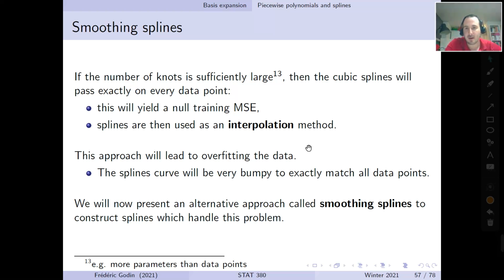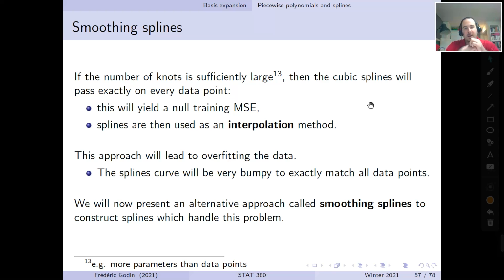Okay, so if you use enough knots and place them suitably, you can always have a null training MSE, passing exactly through all points. In this case, the spline is not used as a smoothing method, but rather as an interpolation method. You find a curve which passes exactly through all the points, and you can use this curve to interpolate between two points to find the suitable value. So if you have many knots, you can think of them as interpolation splines. You pass through all points and interpolate with that to make new predictions.